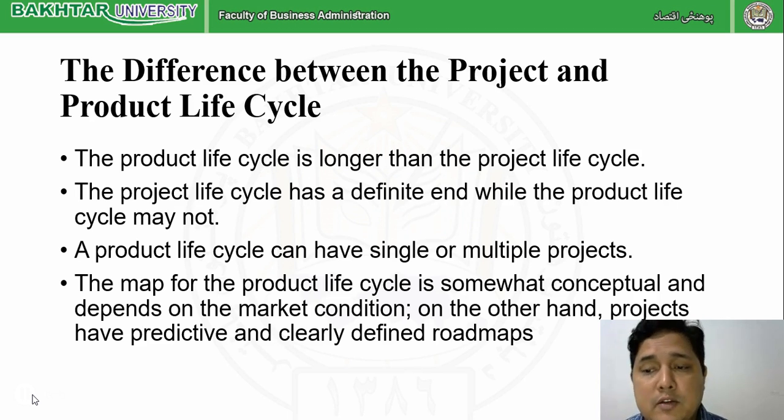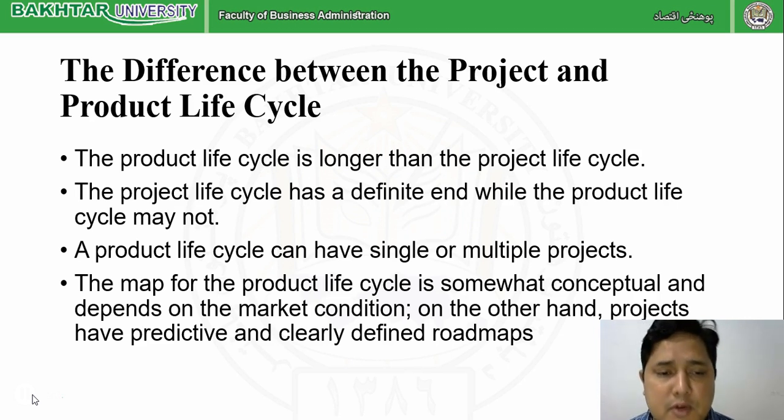The map of the product life cycle is somehow fixed or conceptual. The introduction stage is there, then growth, then maturity, then decline. They have different time frames, but that depends upon the market conditions. If the market is good, our growth stage is going to be good for a long time, and maturity goes on for a long time. Sometimes when the market condition is not good, the growth or maturity stage finishes early and it moves to the decline stage.